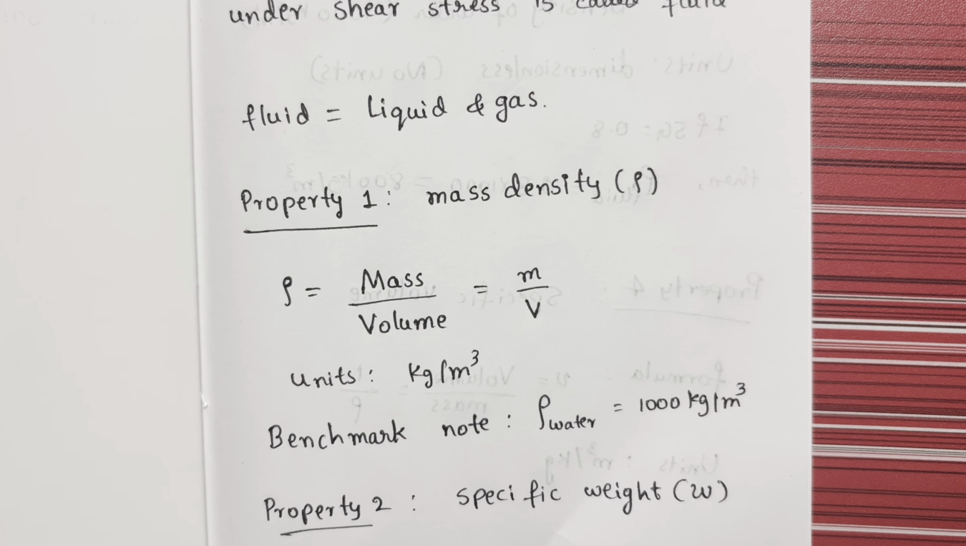For engineering calculations, always remember the standard benchmark, that is, water at 4 degrees Celsius has a density of exactly 1000 kg per meter cube. If you are dealing with gases, density changes drastically with temperature and pressure. But for liquids, we assume it's mostly constant. Even for liquid the density changes, but the change is very slight or insignificant. So you don't have to consider that change.